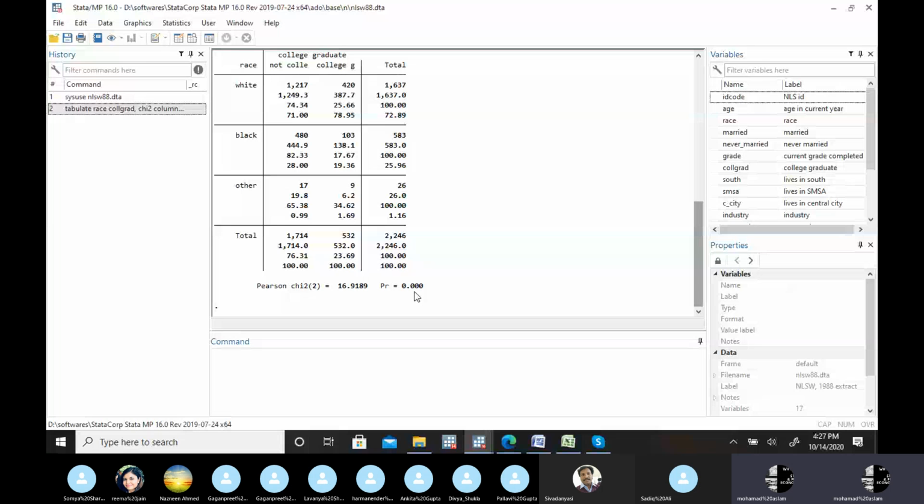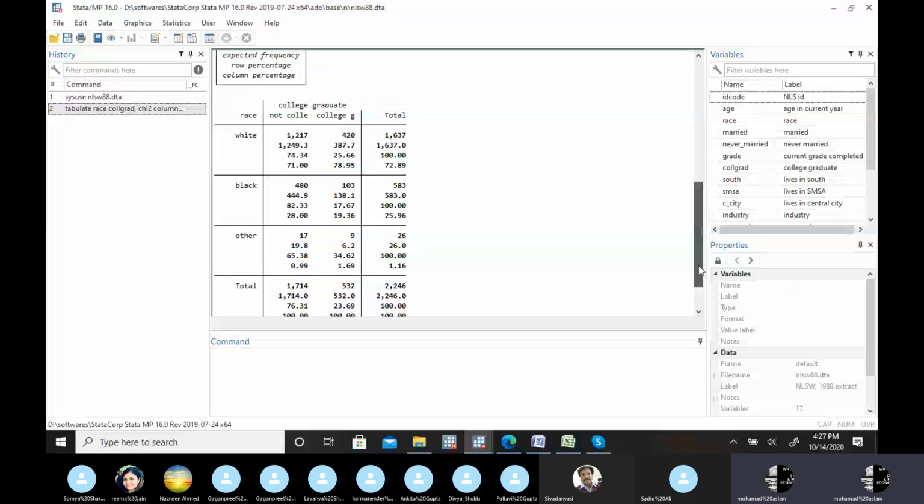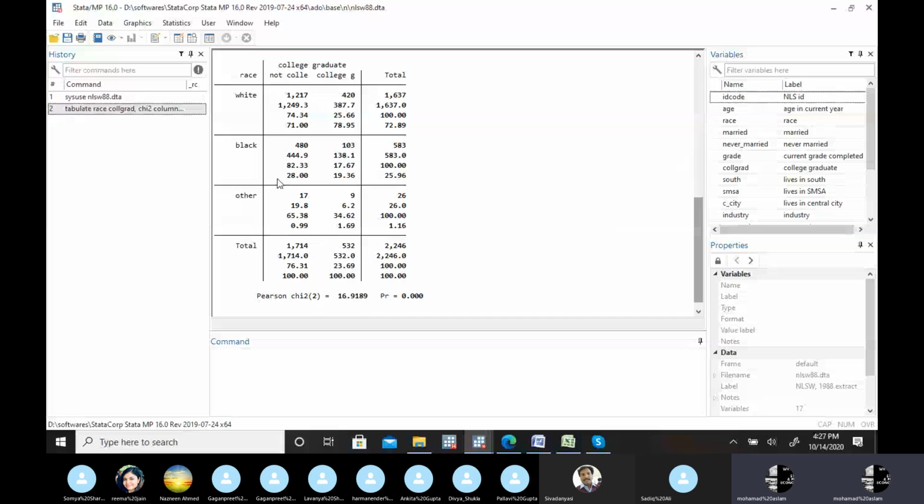So we can reject this null hypothesis, that these percentages are the same across the race groups. There are differences, and these differences are significant. So that's what we can find from this particular chi-square value in case of a contingency table. So this is how we do association for two variables. That's what we generally do in case of categorical variables.